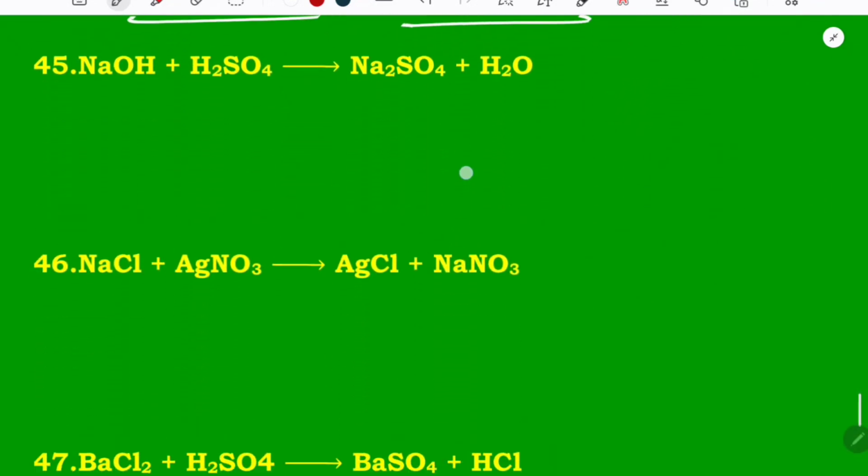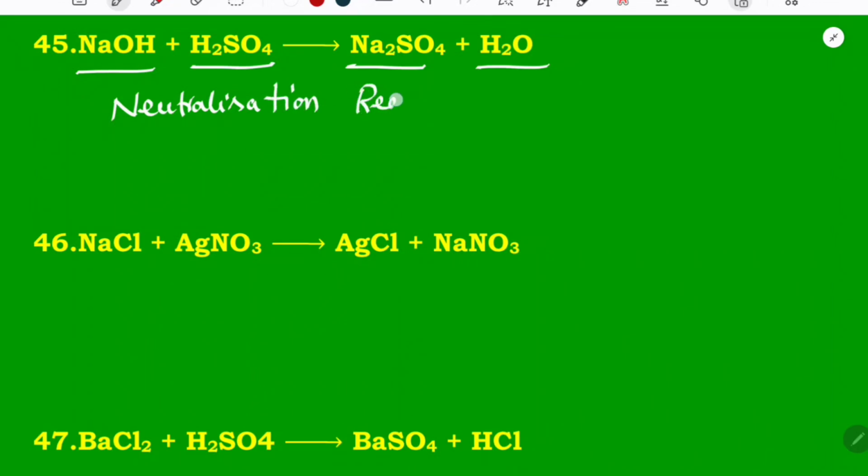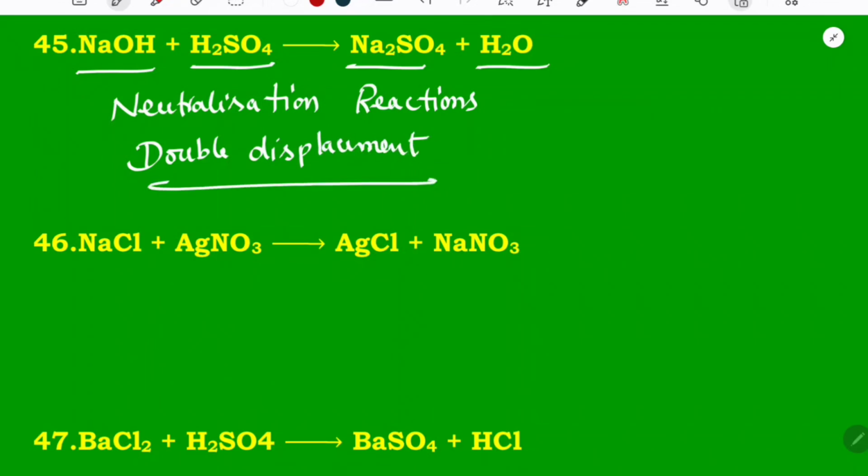Next. This is also sodium hydroxide, a base, which can react with an acid to form sodium sulfate and water. This is also considered a neutralization reaction. So all neutralization reactions are examples of double displacement reactions, or double displacement reactions are examples of neutralization. So here does double displacement take place or not?